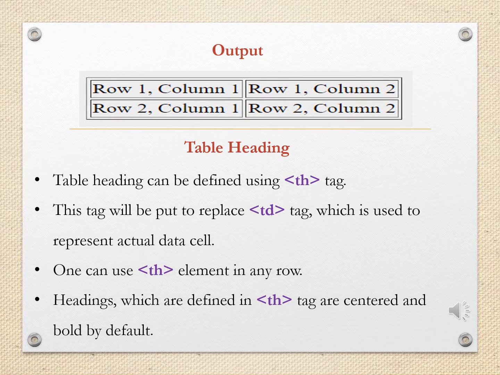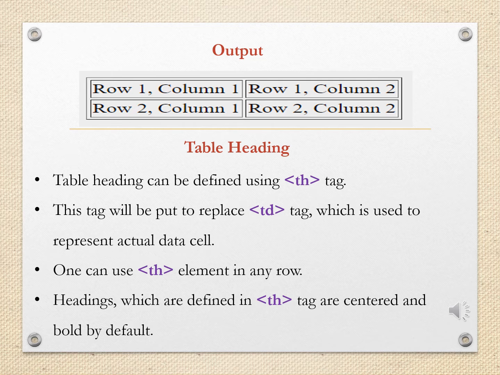As you can see in the output, it is clearly given that we have a beautiful border around the table, and with all the details, the number of rows and number of columns we wanted in the program has been executed. Next, let's see how to give a heading for the table.